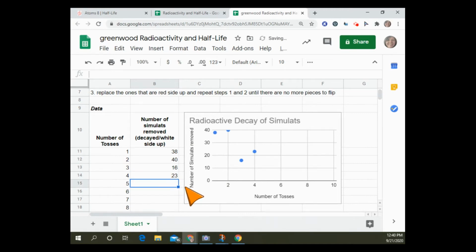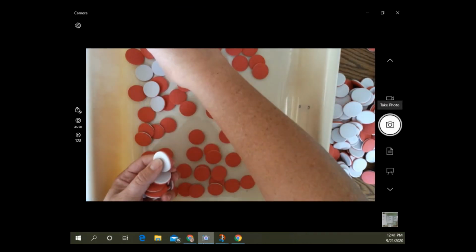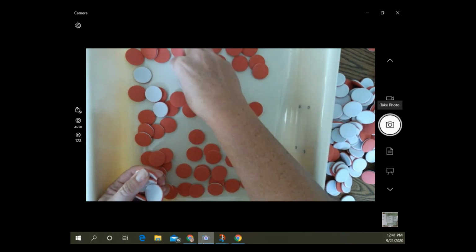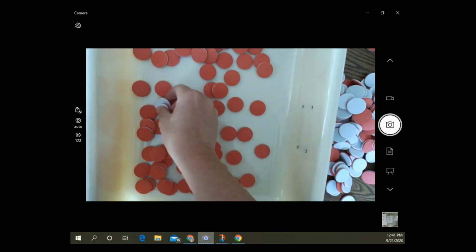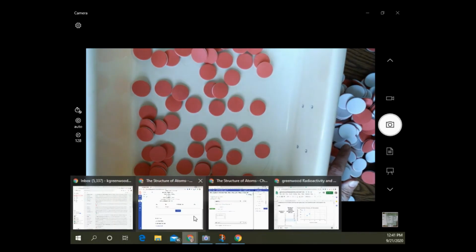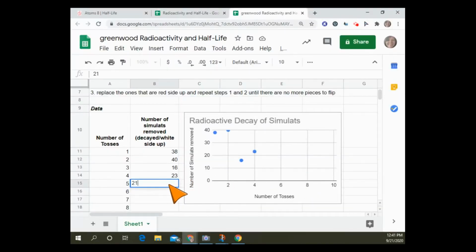We're going to try again. Last one. So 1, 2, 3, 4, 5, 6, 7, 8, 9, 10, 11, 12, 13, 14, 15, 16, 17, 18, 19, 20, 21. Okay, let's continue to flip and see what we got.